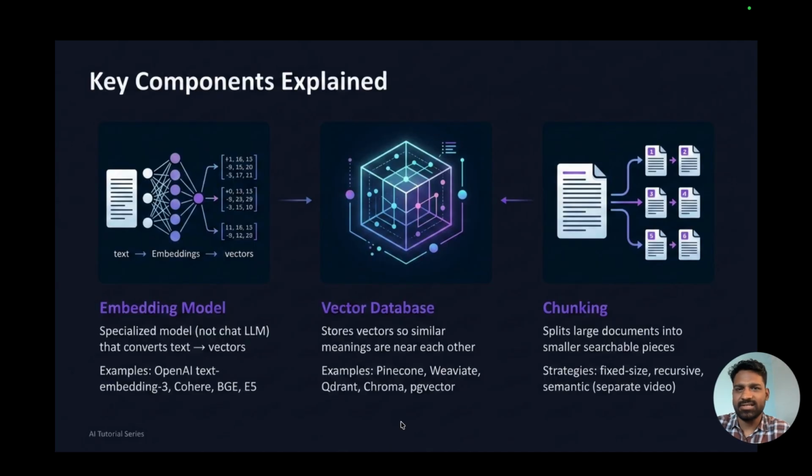Now let's understand the other key components of the black box: embedding model, vector database, and chunking. Chunking is nothing but a process which splits your big document into small chunks. Each chunk is sent to the embedding model, and that embedding model gives us an embedded vector. And that embedded vector is going to be stored in the vector database.